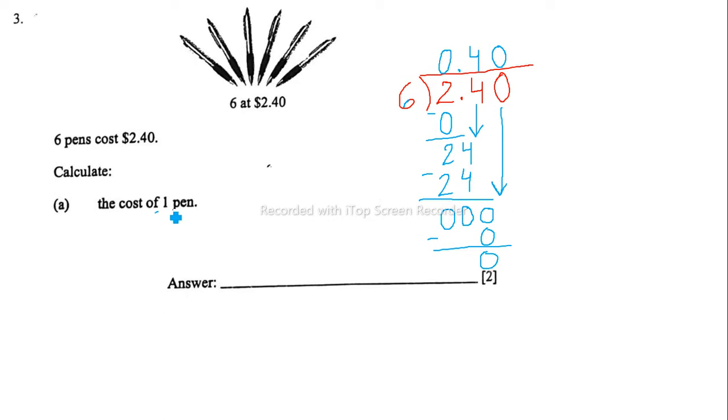And so the cost of 1 pen is 40 cents. Are we good? Yes, sir. All right. So the cost of 1 pen is 40 cents.